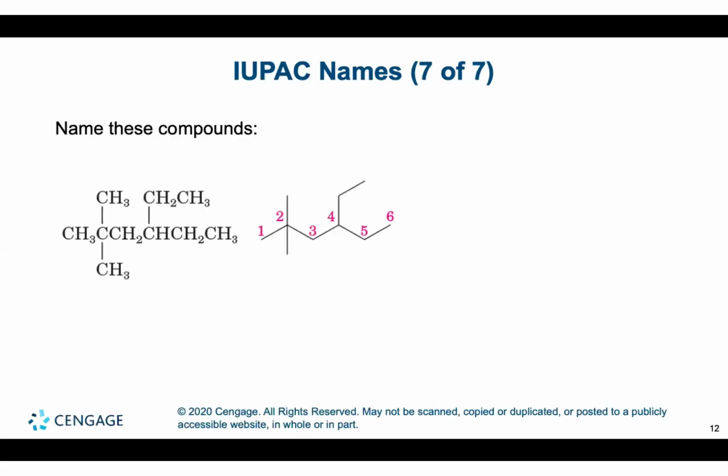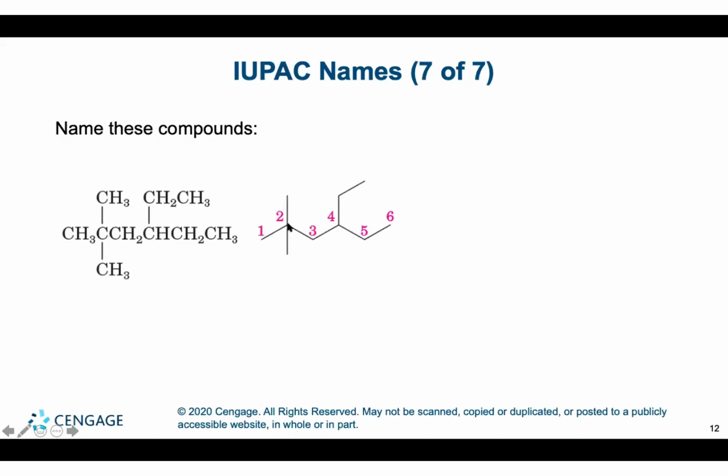Okay, let's do this one, guys. How to name this one? Do it yourself. Pause this video and see if you can do the correct numbering on this compound. Okay, let's do that, guys. Here we have, from the left side, 1, 2, 3, 4, 5, 6. This is the correct numbering. Why? Because I reach the substituent sooner, right? I reach the substituent sooner.